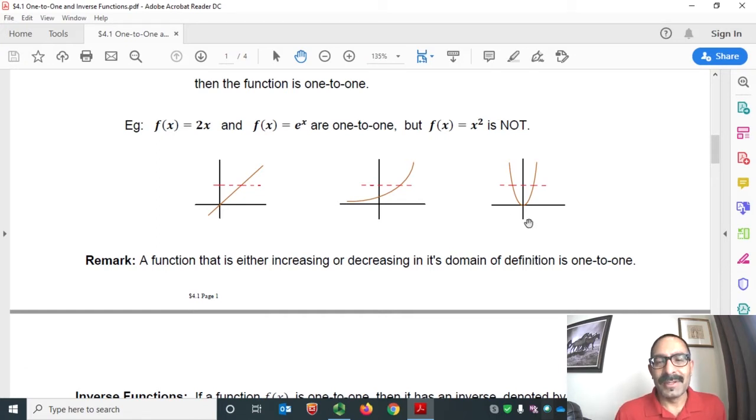But don't make a mistake here. But f(x) equals x squared defined on the entire real line is not 1 to 1. Great. I hope this makes sense to you all. Now let's move on.